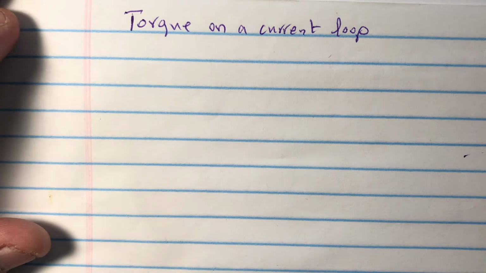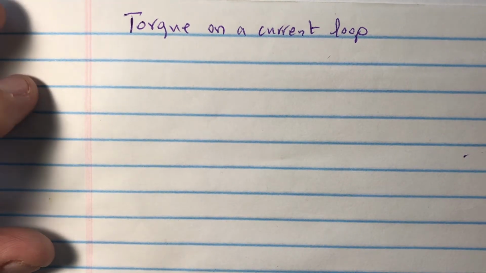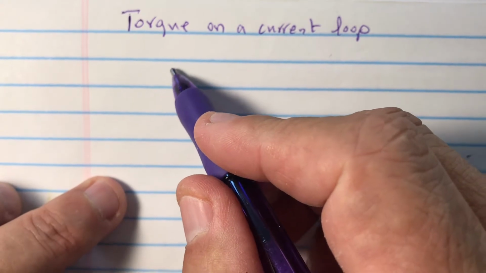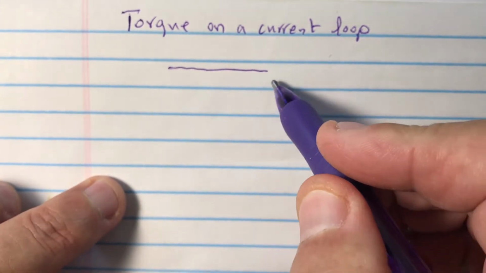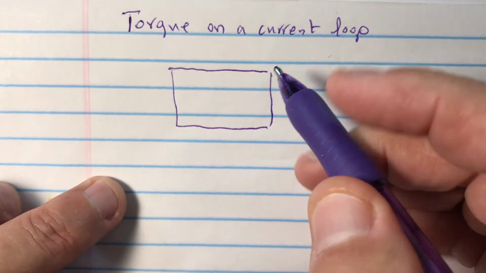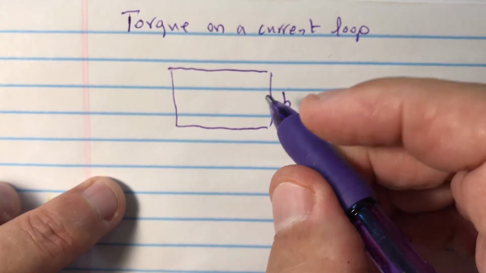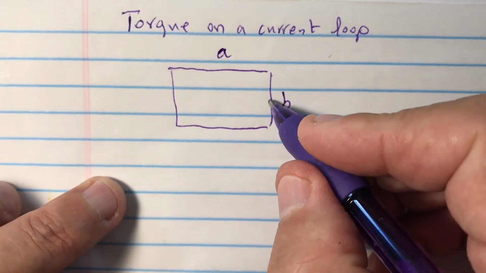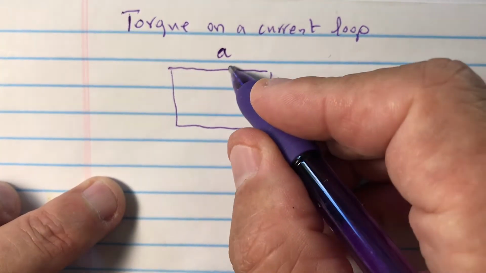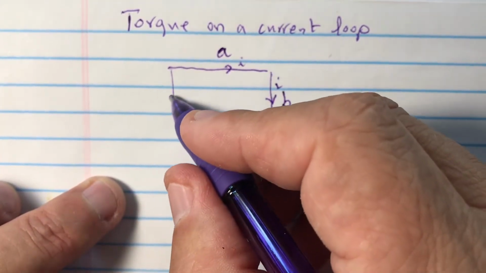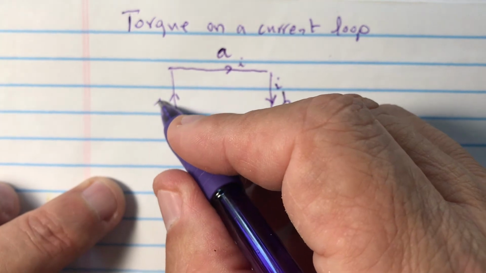Now we're gonna study the torque on a current loop. Let's pick up some loop. For example, here is a rectangular loop. We call this distance B, this distance A, and then we have a current I going through the wire. So here's the current I.